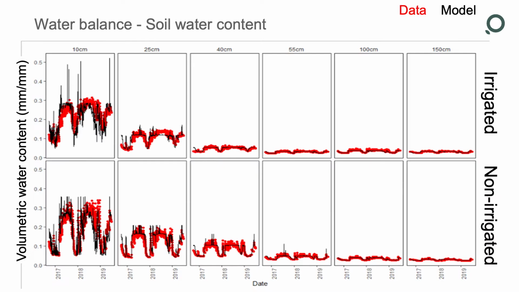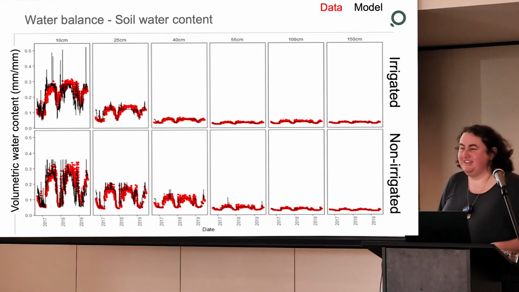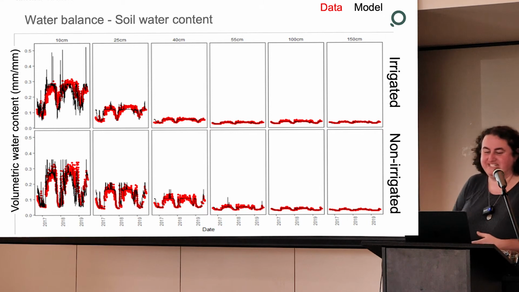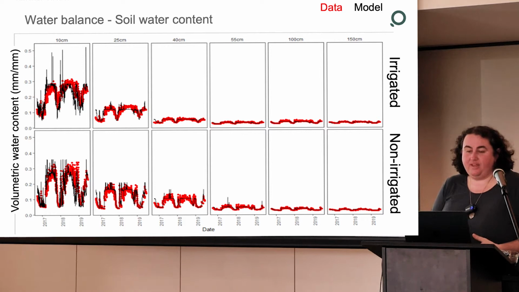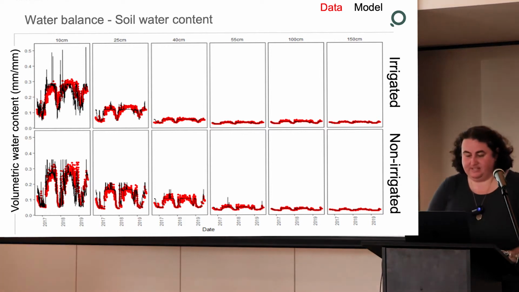Moving on to the water balance, with the red points being the data, the black lines being the model. Again, similar format, and the panels going from left to right go from the surface down the soil profile to 1.5 metres. And I appreciate we've squished each one of those 3 years in, so it's pretty tight in there. But generally we get a good adherence of the model to the observed data in terms of soil water content.